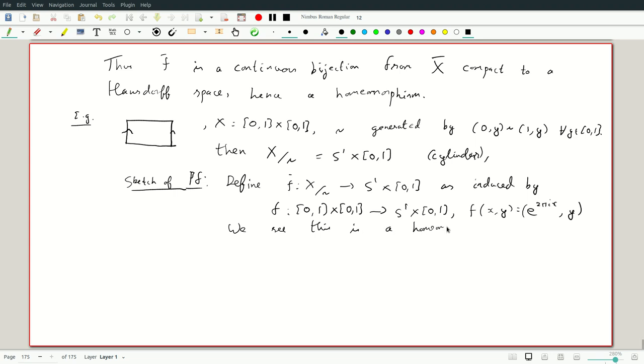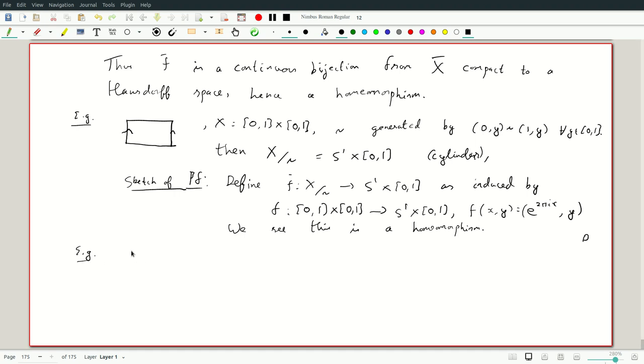Actually, we just took the previous examples and looked at products. But you can directly see that you have a continuous map because it's well defined, because the defining equivalence relations go to the same point. It's continuous because it's induced, and it's from a compact set to a Hausdorff space, so its image is compact, and hence it is a homeomorphism.